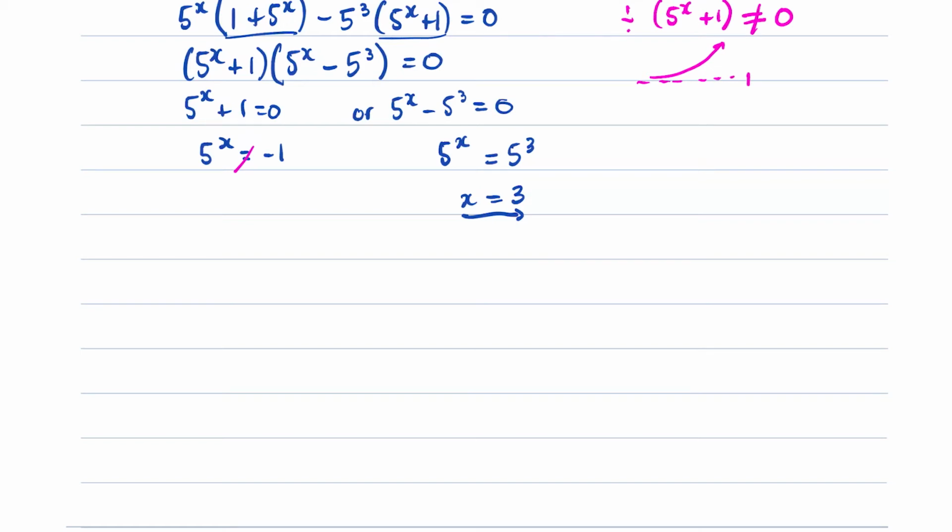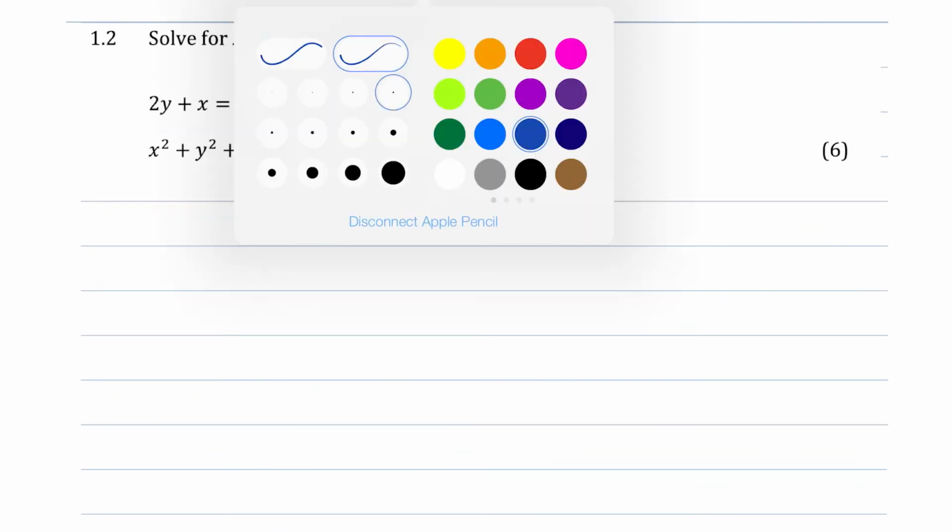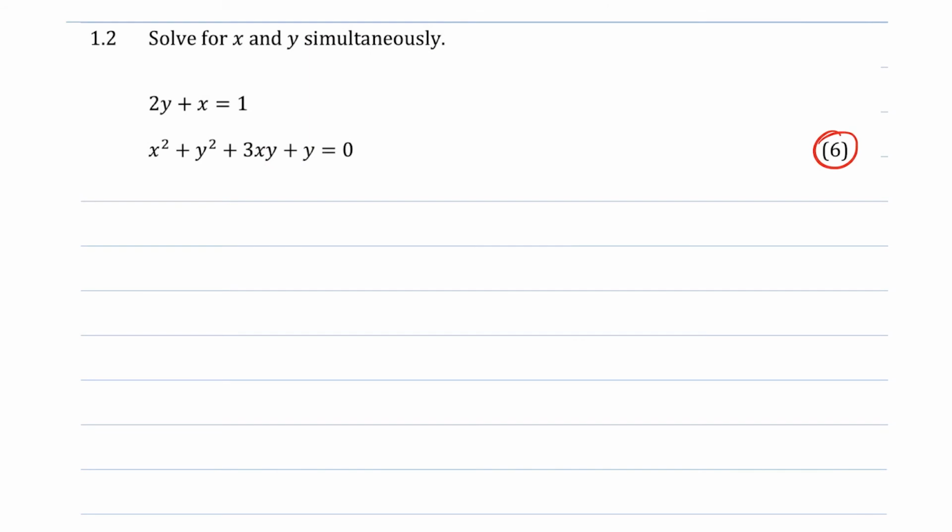And that's my solution. Okay, question 1.2. And we notice here that we've got 6 marks. All right, so this can be good if we know what we're doing, and if we don't know what we're doing, it's going to hurt us badly. The good news is that we've seen this quite often. We've seen this question before.